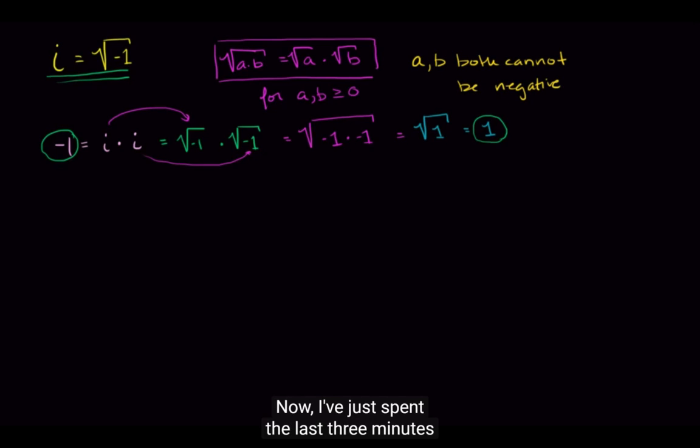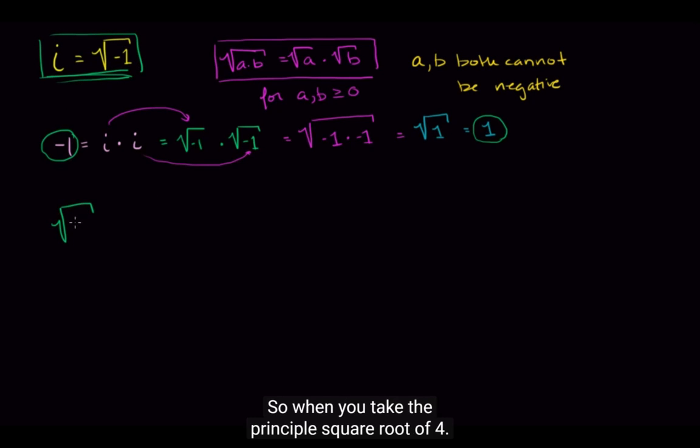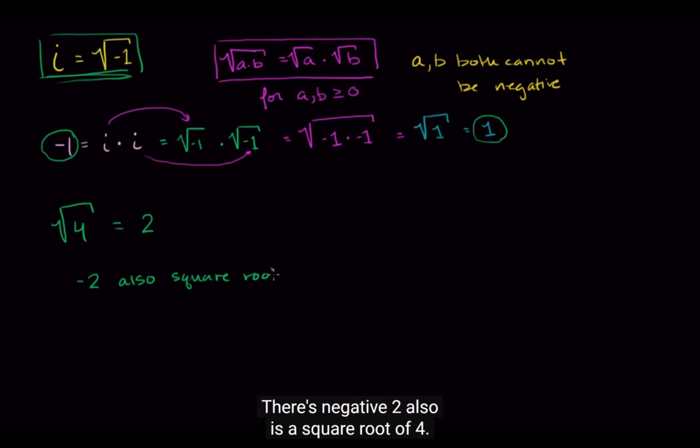Now, I've just spent the last 3 minutes saying that people who tell you that this is wrong are wrong. But with that said, you have to be a little bit careful about it. When we take traditional principal square roots, so when you take the principal square root of 4, we know that this is +2. That 4 actually has two square roots. -2 is also a square root of 4. If you have -2 times -2, it's also equal to 4.